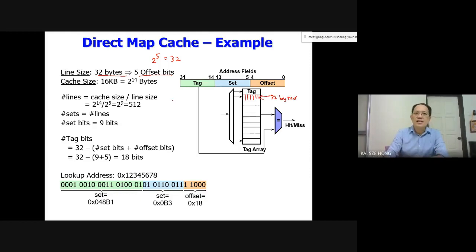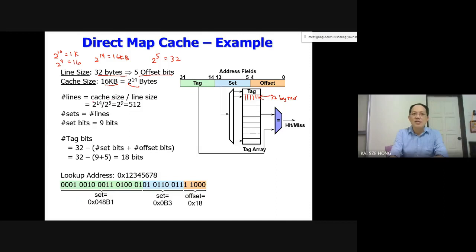The cache size is actually 16 kilobytes. 16 kilobytes means that the line number is 2 to the power of 14. 2 to the power of 10 equals 1K, and 2 to the power of 4 equals 16. In this case, 2 to the power of 14 equals 16 kilobytes. So that means you have 14 bits to represent the line number.